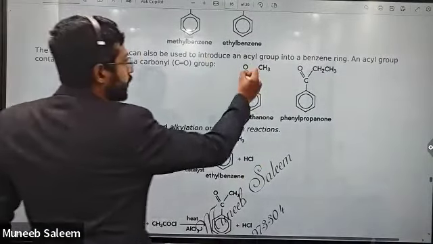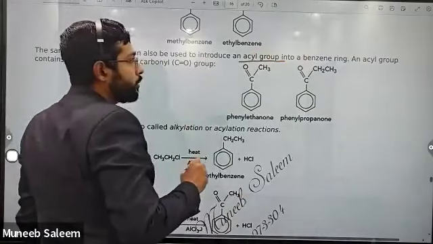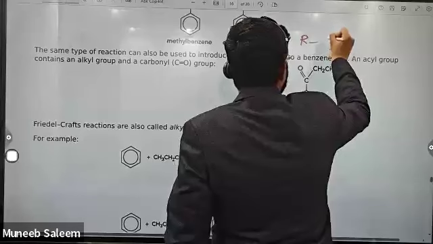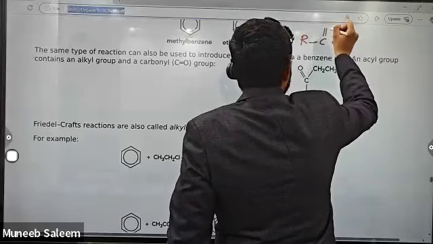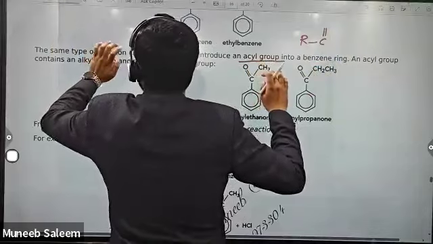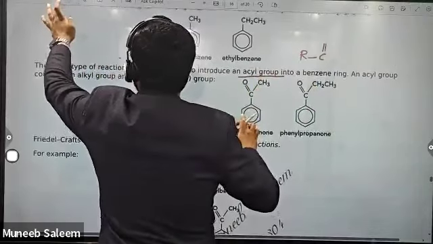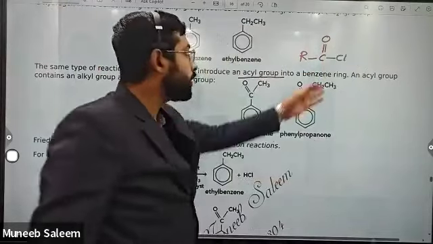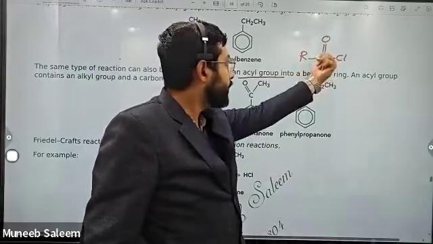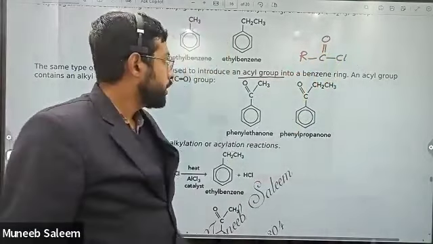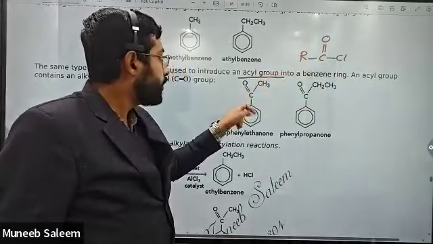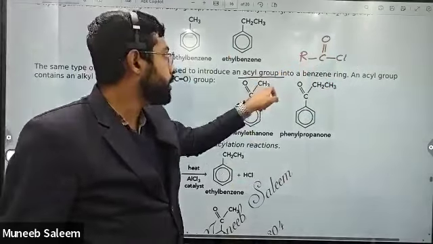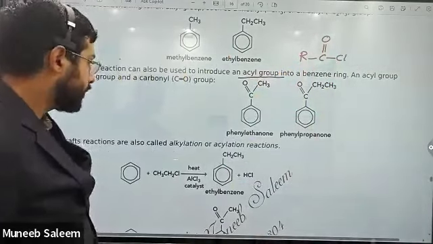So the acyl group is mentioned here, and the acyl group, as you know, is the one in which R is bonded with the carbon containing the acyl part or the carbonyl part, and along with that there is Cl. This is the acyl group, but we are supposed to connect this carbon with the benzene ring. When this carbon is bonded on the benzene ring, we will get CO and R. This is R over here, methyl or ethyl or propyl whatsoever.